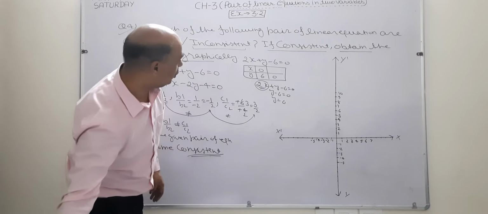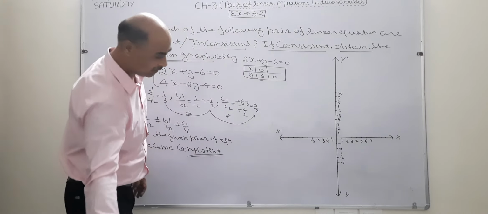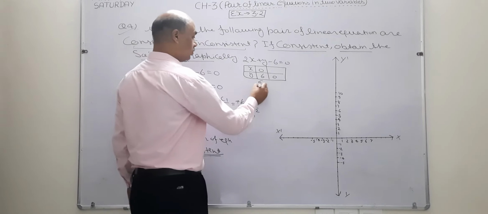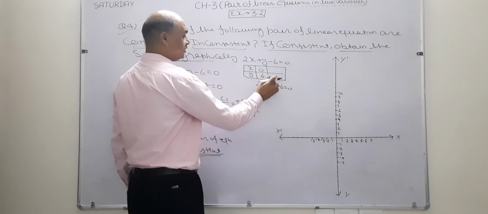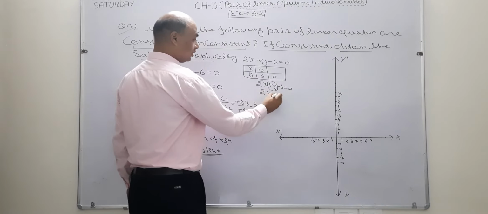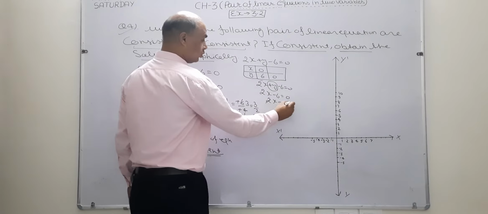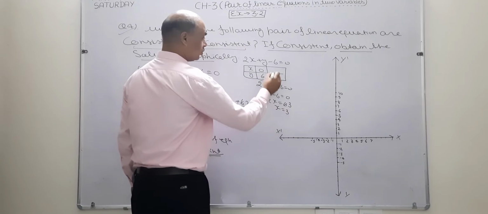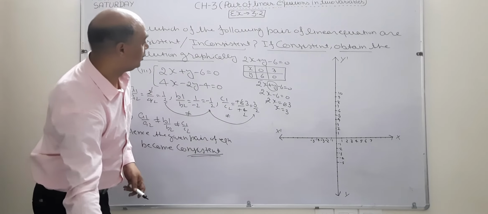Now, I am going to solve its second part. For the second part, write down the equation again: 2x plus y minus 6 equal to 0. This time, I am going to take y as 0. The y term becomes 0. What is left? 2x minus 6 equal to 0, 2x equal to 6. 2 ones are 2, 2 threes are 6. X becomes 3. Is it clear? Okay.